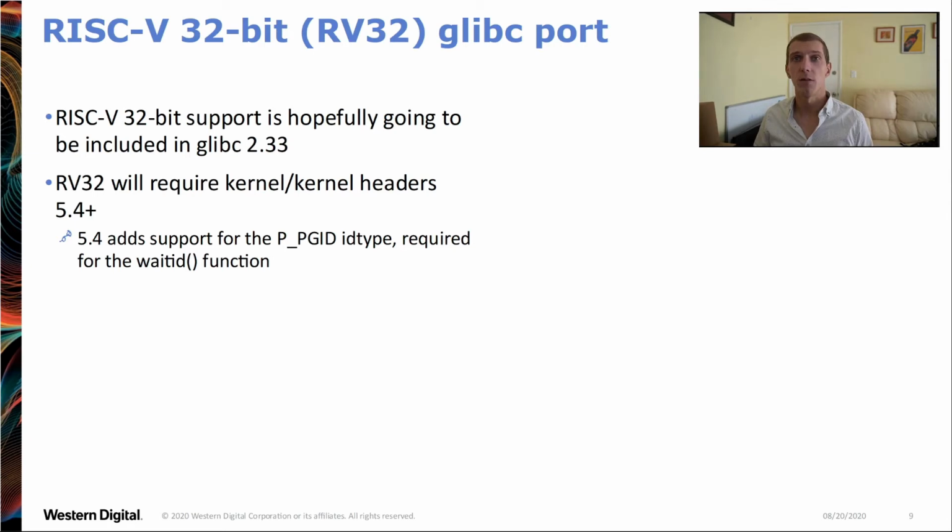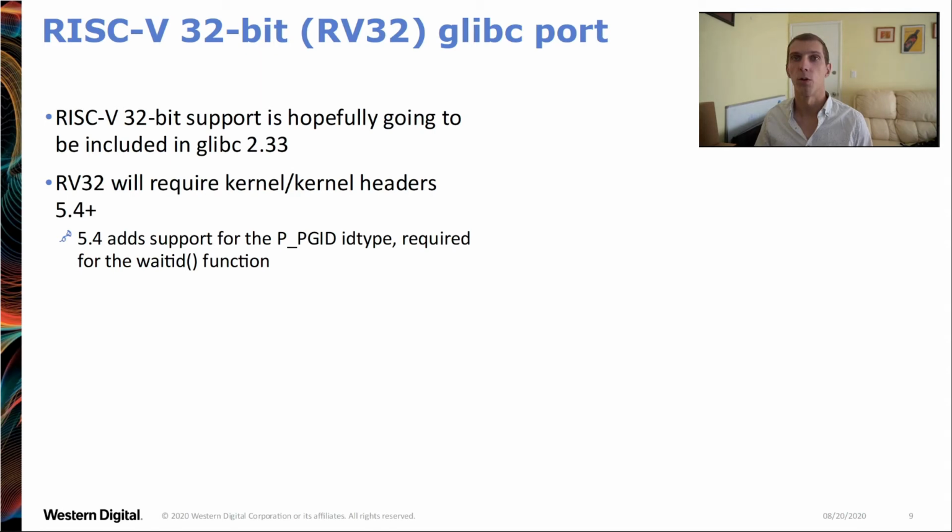So the RISC-V 32-bit port will require the 5.4 kernel and the 5.4 kernel headers. This is because the 5.1 to 5.3 kernels have a bug in them related to the waitid syscall. For the waitid syscall to fully replicate the waitpid syscall, we need to be able to wait on the current process's group. And the expectation was that Glibc could do this by first querying the group and then calling waitid on that specific group. It turns out though that this is open to race conditions where the group or the process could change between those two syscalls, and it's also wasting time calling these two syscalls.